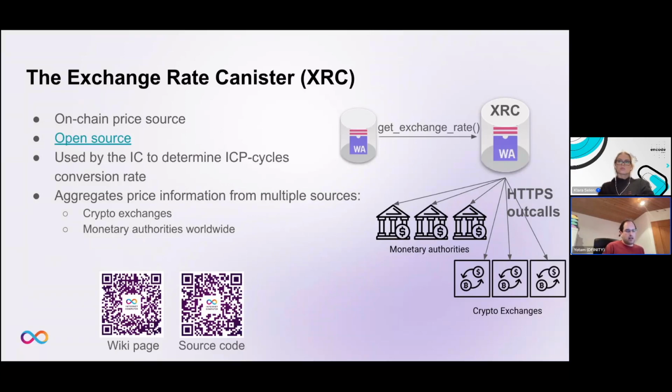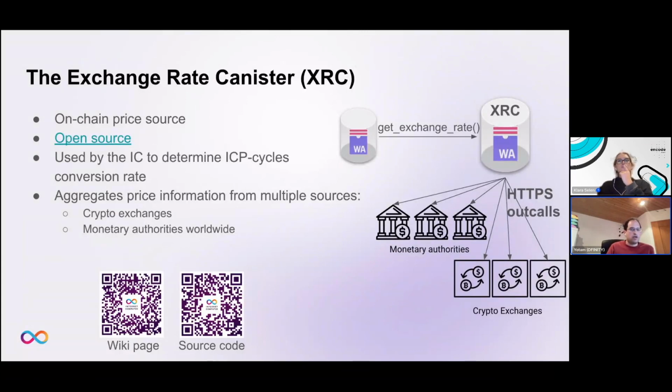It is used by the IC itself to determine the conversion rate from ICP to cycles. So the cycles cost, if you know cycles, they always cost the same. They always represent the same value. They don't change with the ICP value. So the Internet Computer needs to constantly update the exchange rate between ICP and how many cycles one ICP corresponds to. This is how the Internet Computer does it. It uses the exchange rate canister. The only function it exposes is get exchange rate. You give a pair of assets and a timestamp, and you get the value for this pair for this timestamp. And that's what the Internet Computer itself does.